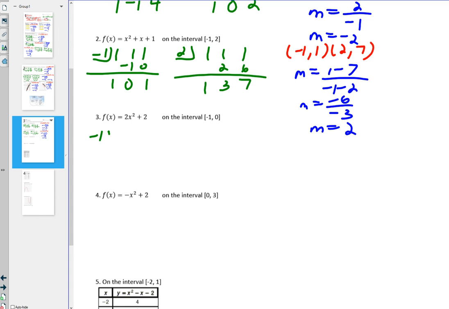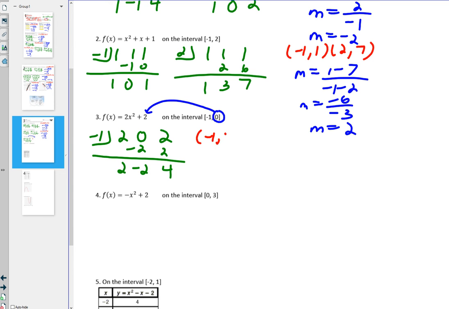First, I'm gonna plug in the negative 1. You gotta put a 0 where the B would go. If you just put 2, 2, it's gonna be wrong, if you're using synthetic substitution. You don't have to do it this way. Drop the 2, negative 2, negative 2, 2, 4. The second one is 0. I don't even need to do it because when I'm in standard form, even if there's no B, when I'm plugging in a 0, I know I'm only going to end up with C. So my 2 points are negative 1, 4, and 0, 2.